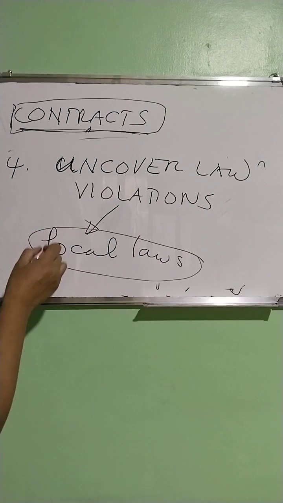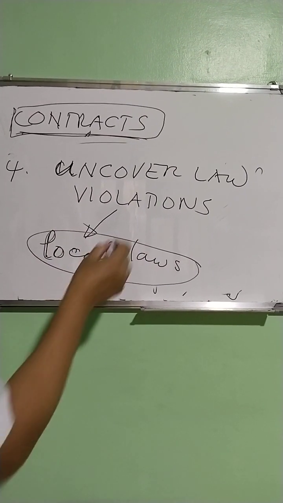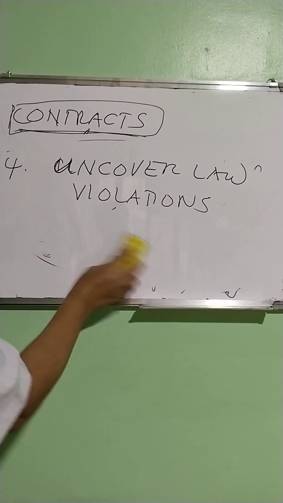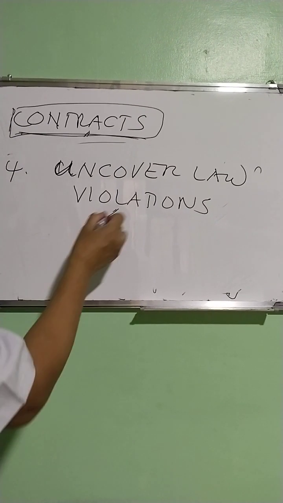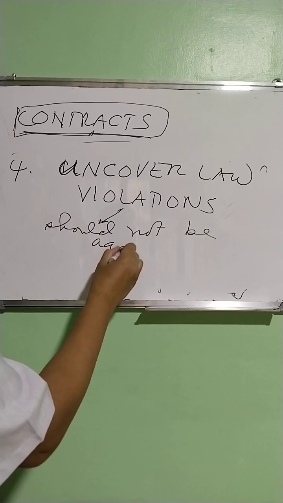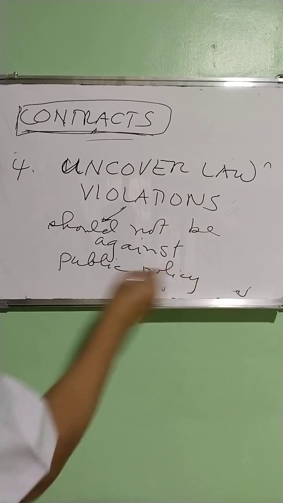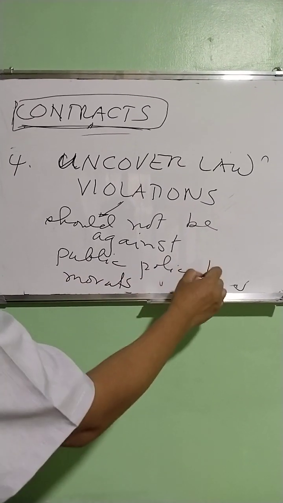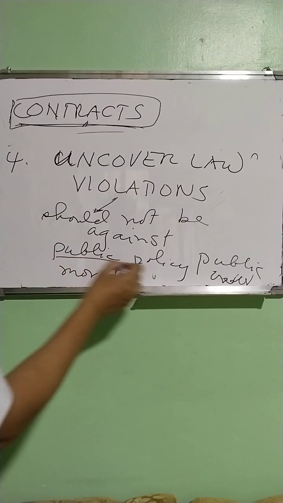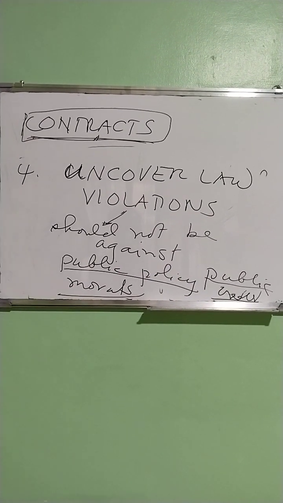When we talk of being consistent and valid for all intents and purposes with local laws, it should not be against public policy, morals, public order, etc. Should not run counter against public policy, morals, public order, and all other considerations. Okay? That is the fourth.